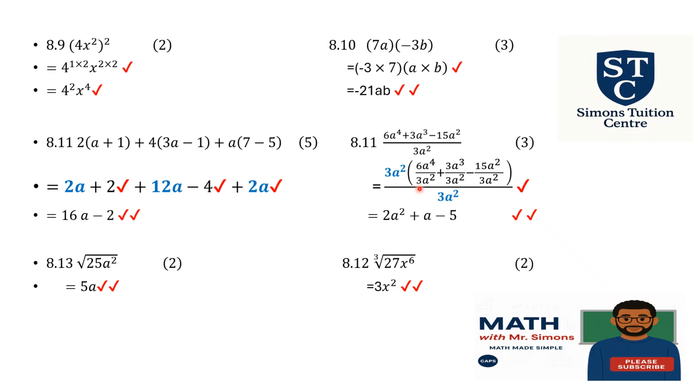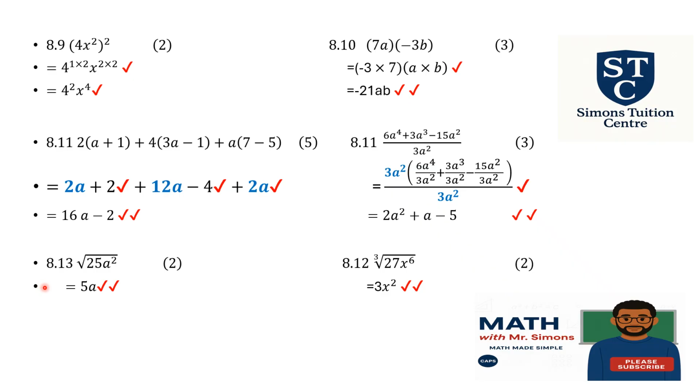6 divided by 3 gives me 2. a to the 4 divided by a squared, 4 minus 2 gives me 2. So a squared. 3 divided by 3 is 1. a cubed divided by a squared gives me a. Negative 15 divided by 3, 5. A squared and a squared cancels. And there 3a squared and 3a squared cancels. So that is my final answer. 1 for common factor and 2 marks for the correct final answer.